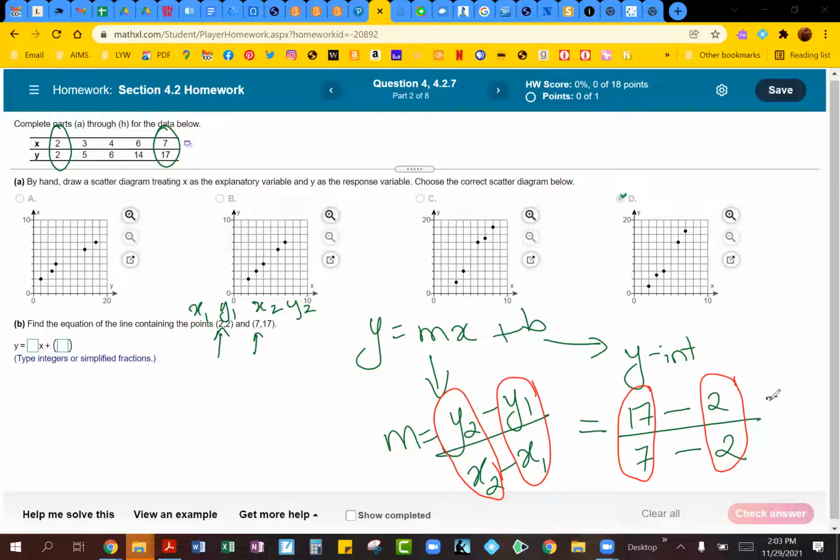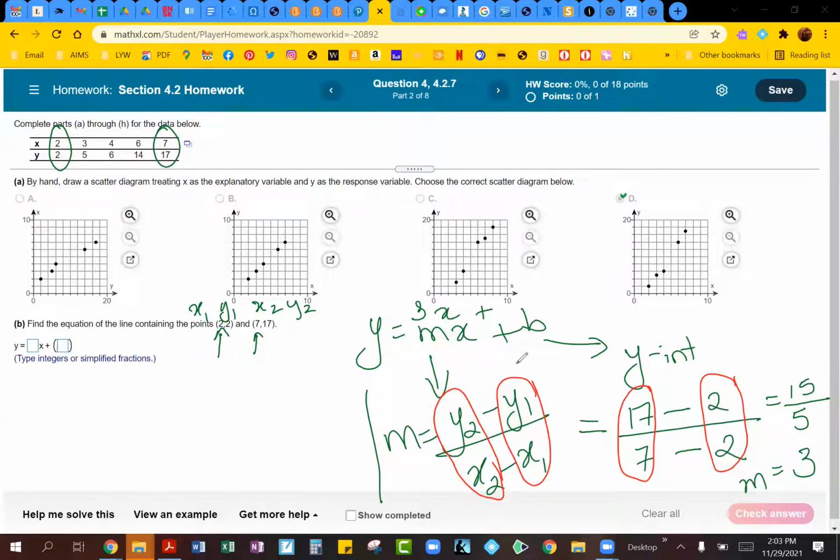So 17 minus 2 will give us 15. 7 minus 2 will give us 5. 15 divided by 5 will give us 3. So that's your slope. So that's going to be 3x over here. Plus, we just have to find the b value now.